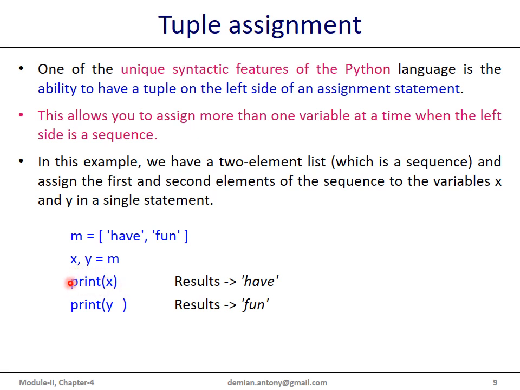x comma y is a tuple of elements where each element is a variable. You can say it is a sequence of variables, which is a tuple. On the right hand side we have a list, and the result of this statement is x holding the first element, that is have, and variable y holds the second element of the list, called fun.